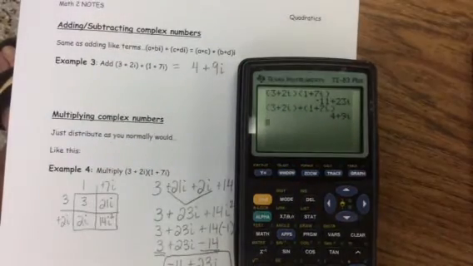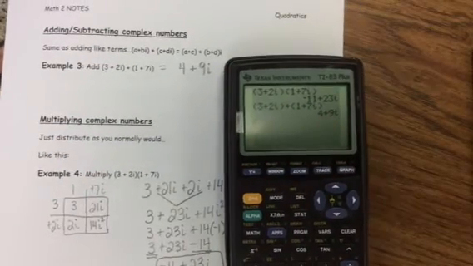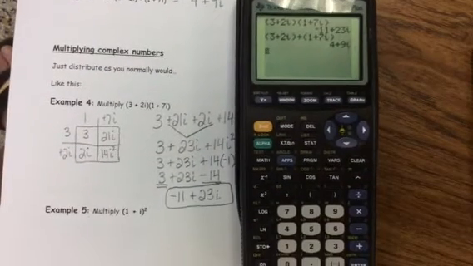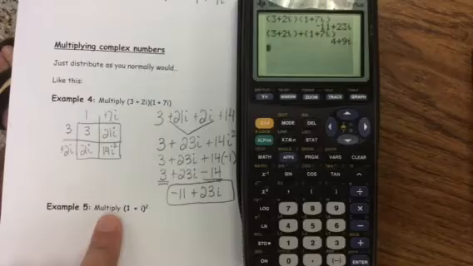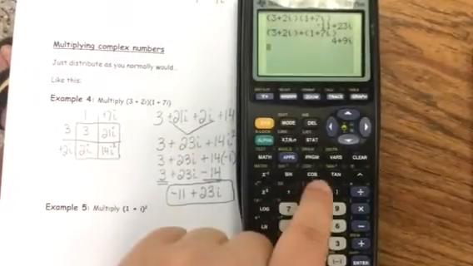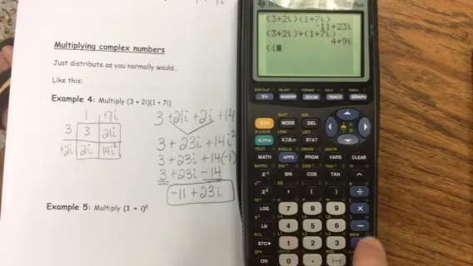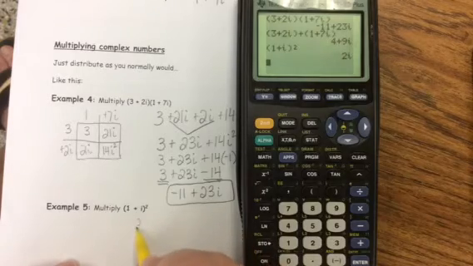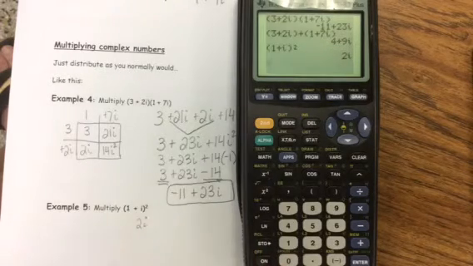Oh yeah, there it is. 4 plus 9i. So you can do all these on the calculator if you really, really want to. Just like this problem here, for example, 5. Type it in exactly how I see it: (1 plus i), and then they want us to square it. All I have to do is press enter, and there's my answer, 2i. And I'm done. That's it.